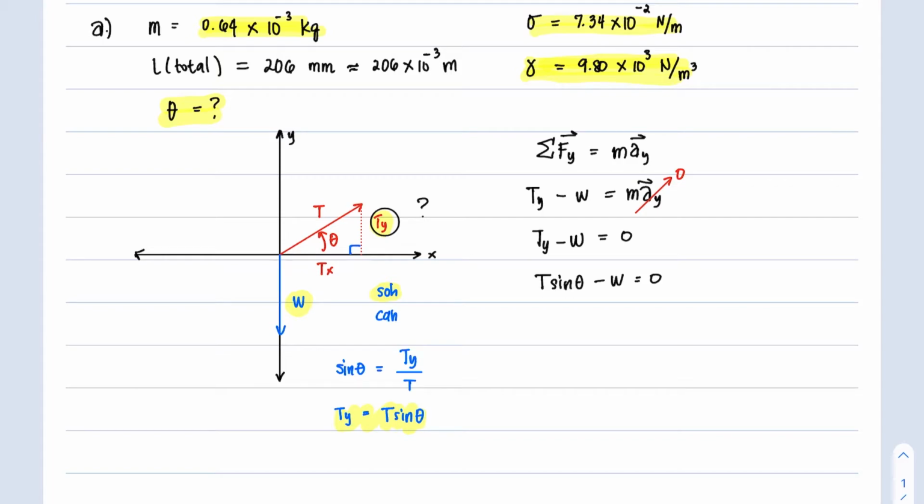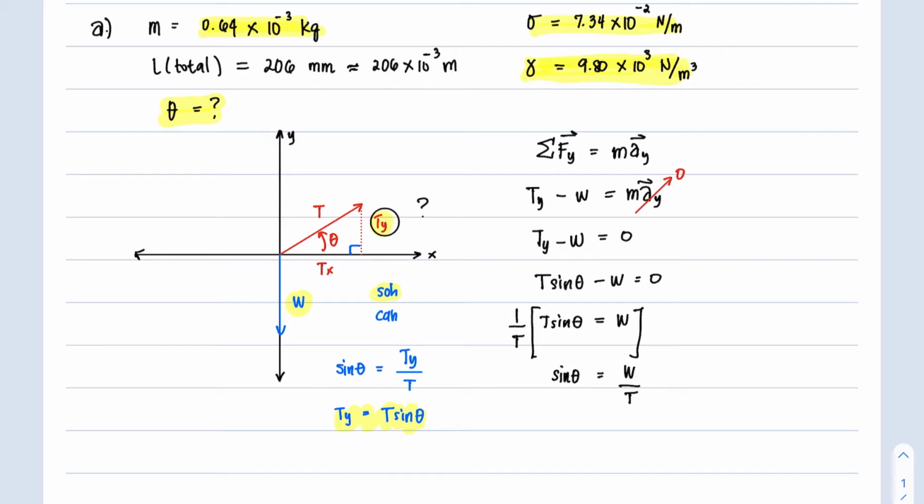So this is a good sign that theta is already appearing. That means to say we're on the correct path, or we're nearing the completion of our solution. So from this one, what you do in math, you transpose the w on the other side, and after doing that, you multiply both sides by 1 over t. So when you multiply 1 over t both sides, you are left with the sine of angle theta is just equal to w over t.